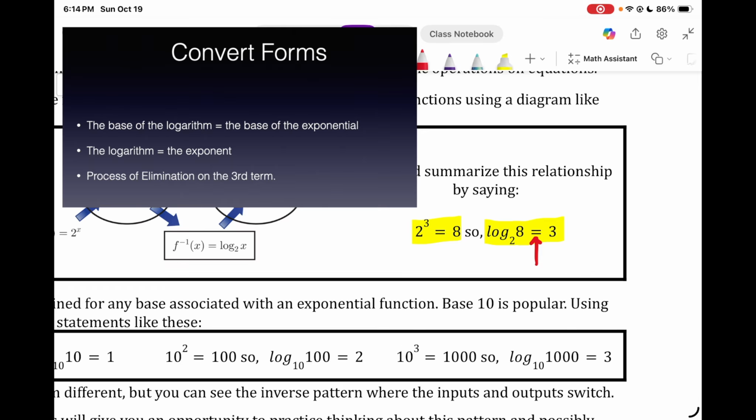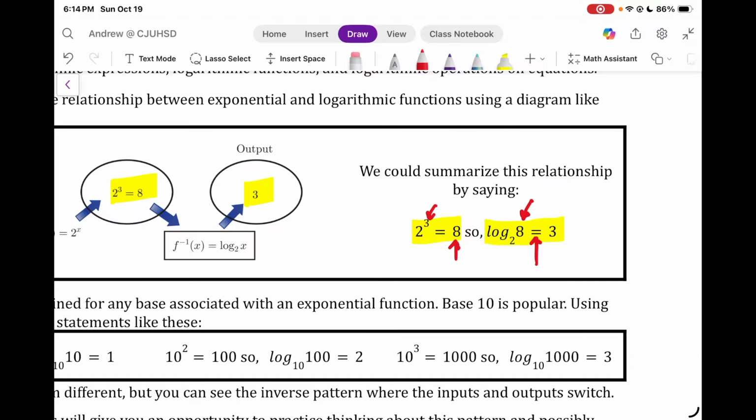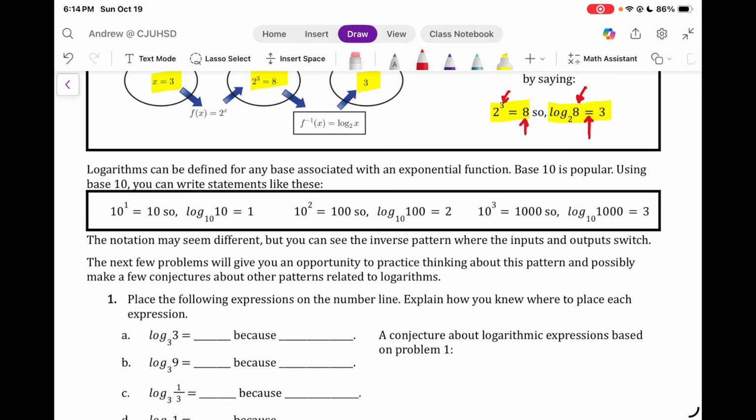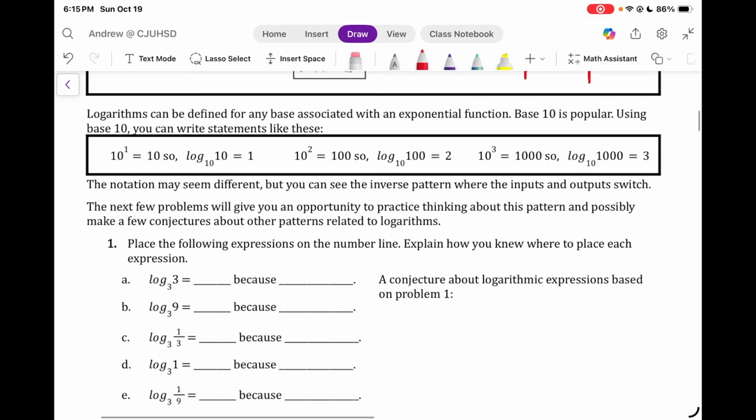3 is the exponent, and there it is. 3 is the exponent. And the third thing is called the argument of the log. That's the input value, 8. And that's the result of the exponential. There is probably a button on your calculator that says log. That logarithm is base 10. That means it's telling us the power of 10.